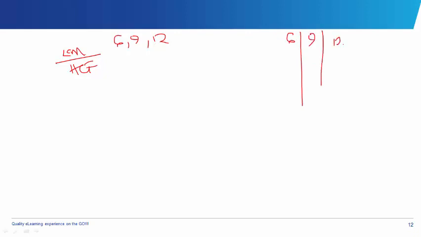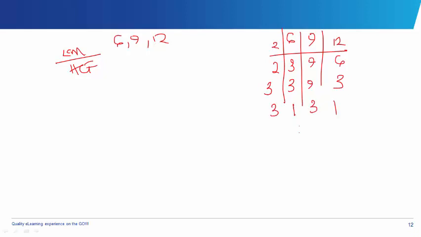6, 9, and 12. We'll put all of them together. 2 can divide. We'll have 3 here, 9 and 6. 2 can still go, 3, 9, and 3. Next 3 is 1, 3, and 1. And 3 can now go 1, 1, 1. So we'll now multiply this. 2 times 2 is 4. 4 times 3 is 12. And 12 times 3 is what? 36. As I always emphasize, please learn your multiplication table. This is the most important thing you can learn in mathematics.